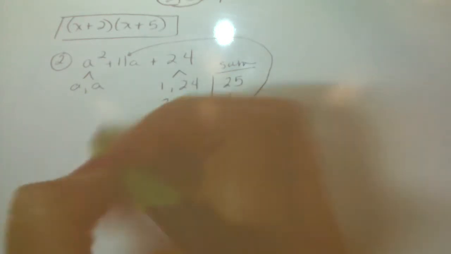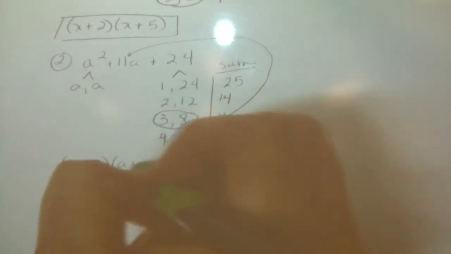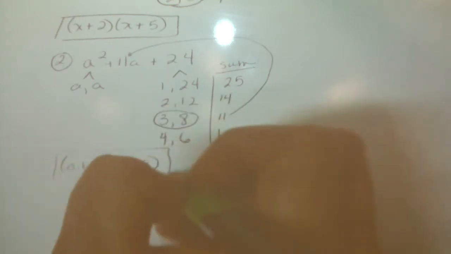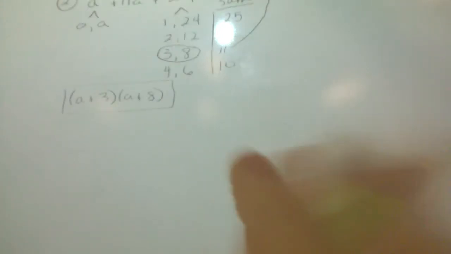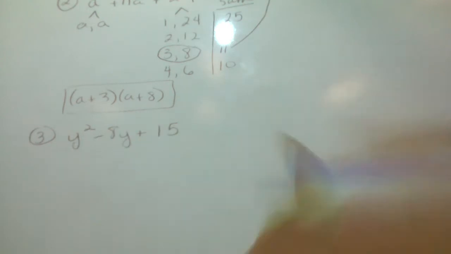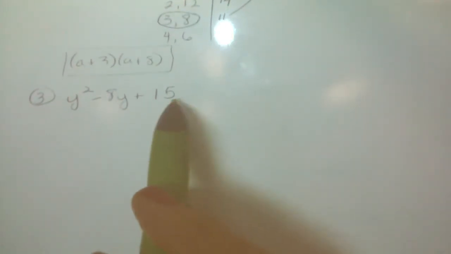I'm going to take one of the a's, put it with the positive 3, take the other a, and put it with the positive 8. So that's the first type of trinomial, when they're both positive factors that we're listing. So let's take a look at number 3. I've got y squared minus 8y plus 15. So in this next trinomial, the last number is positive, the middle number is negative.